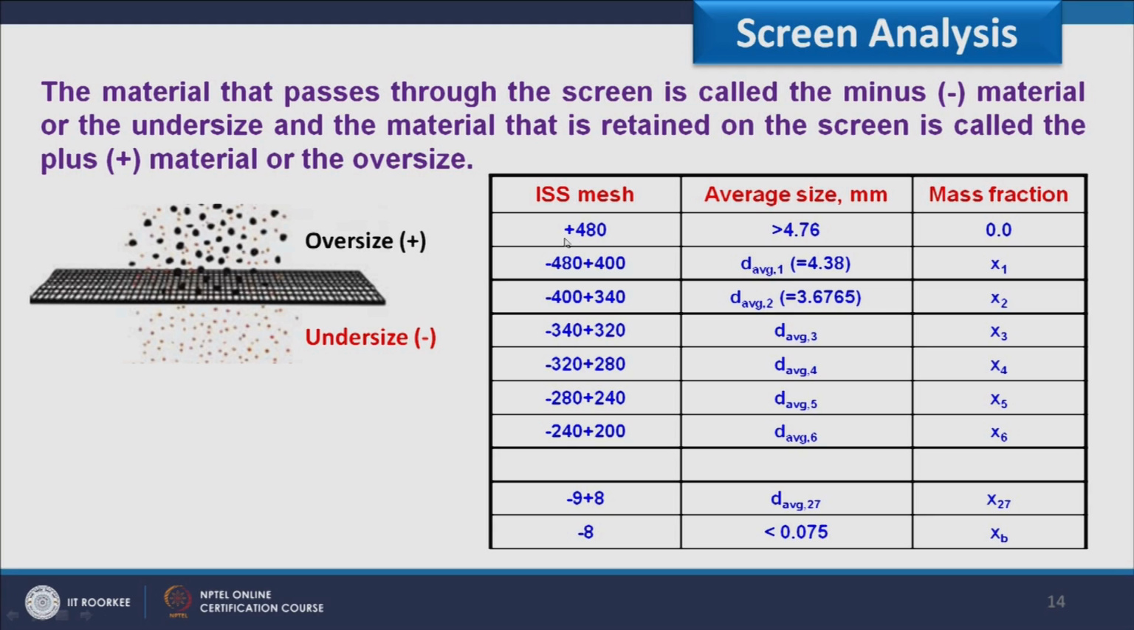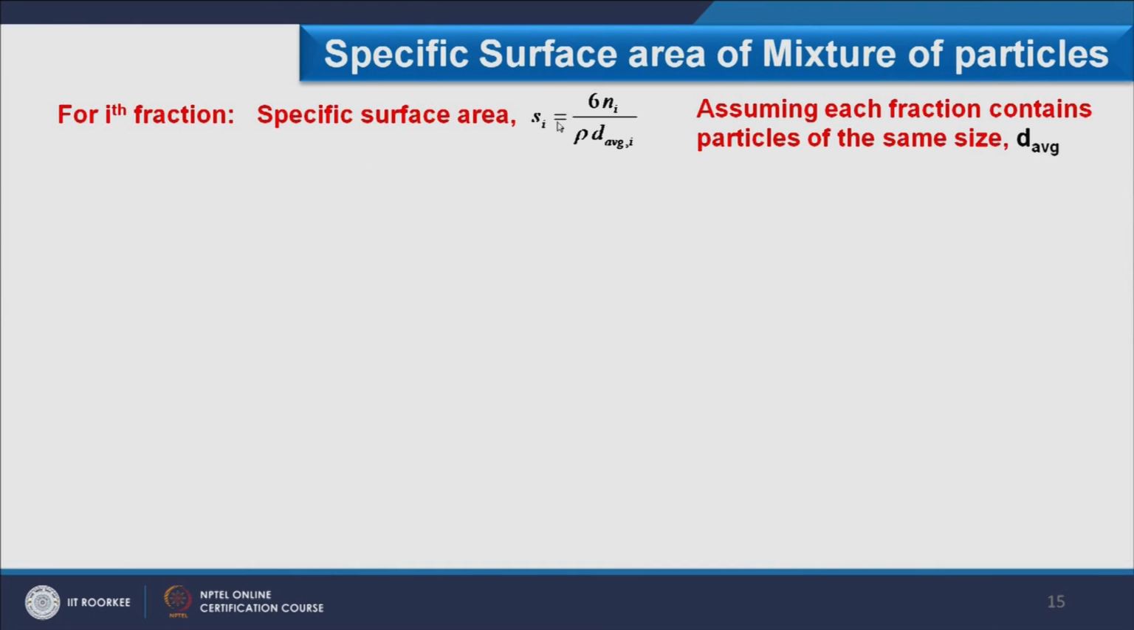Therefore, in this way we can represent the data of screen analysis, which includes mesh number, average size and mass fraction of the material. Considering this, we can derive the expression for specific surface area of a mixture of particles. For example, if I consider the ith fraction, specific surface area can be denoted by this, that is Si equal to 6 Ni by rho D average i. This is the specific surface, that is surface area per unit mass of the mixture, and if you remember this particular expression, we have discussed it in lecture 3, where we were discussing specific surface ratio.